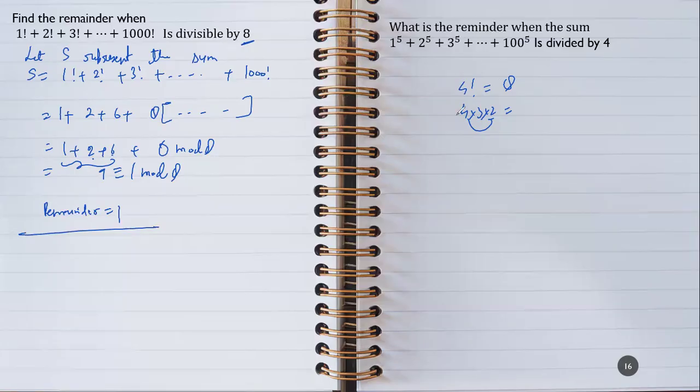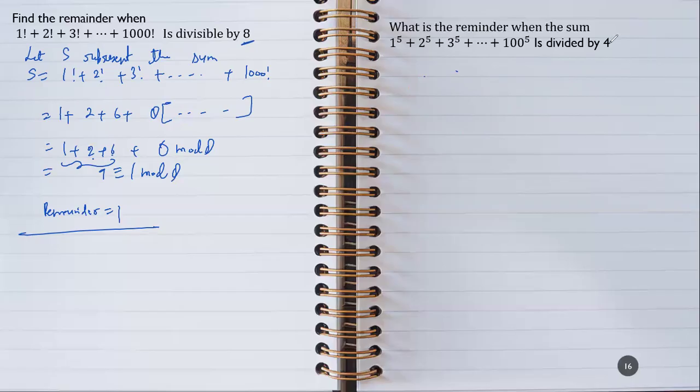Not for this one. 1 to the power 5, 2 to the power 5, 3 to the power 5. This one is a little bit complicated. 1 to the power 5 is 1 under mod 4, because nothing will be factored. So let me write directly.